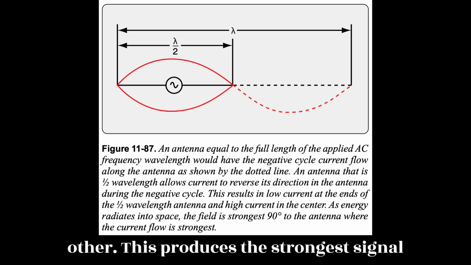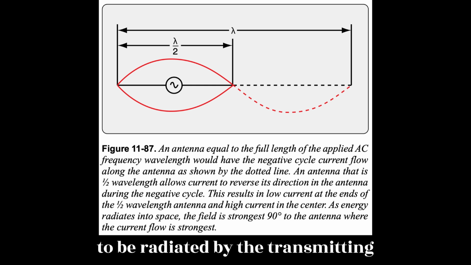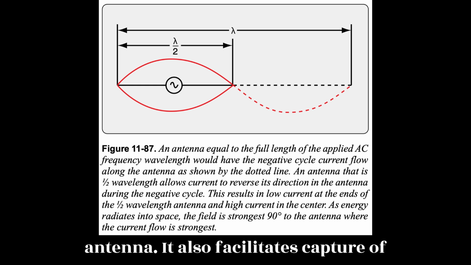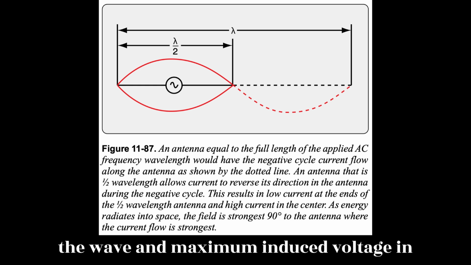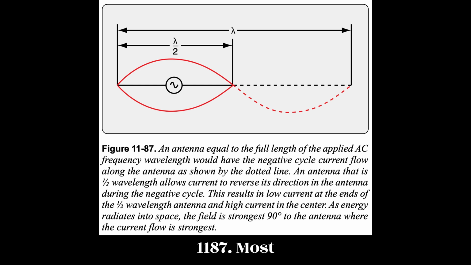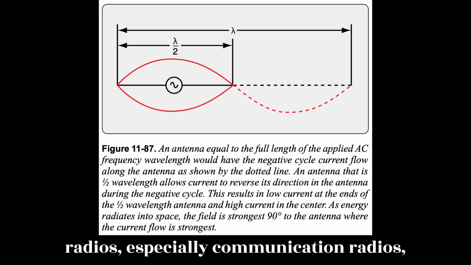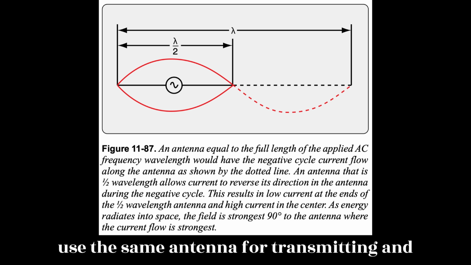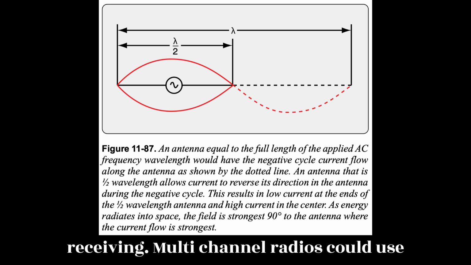This produces the strongest signal to be radiated by the transmitting antenna. It also facilitates capture of the wave and maximum induced voltage in the receiving antenna. Figure 11-87. Most radios, especially communication radios, use the same antenna for transmitting and receiving.